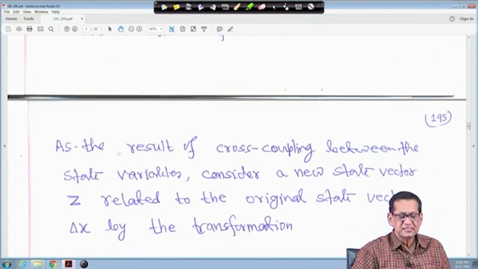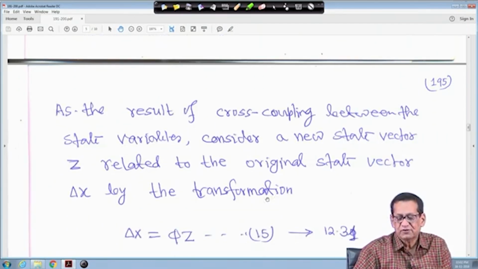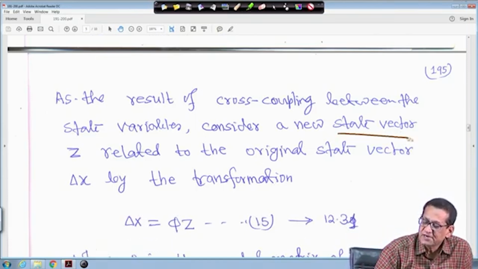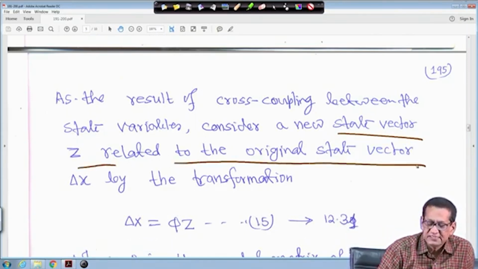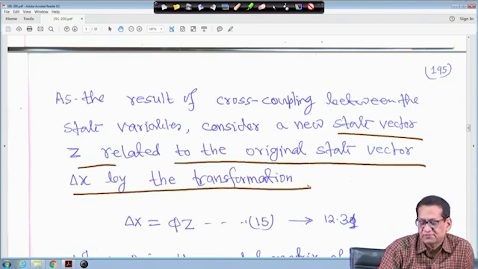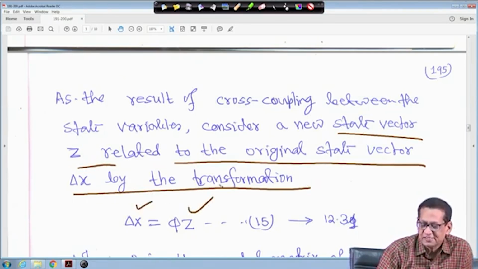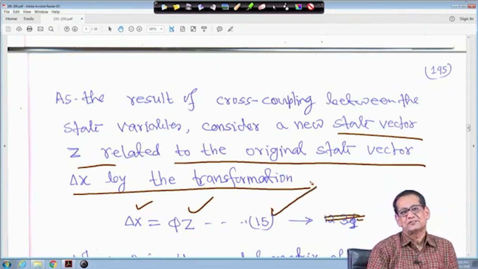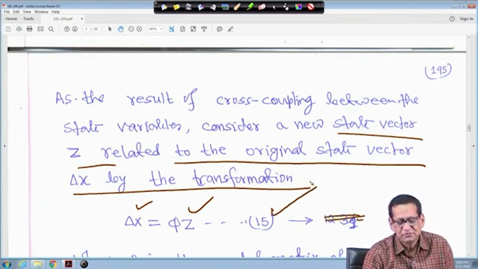As the result of cross coupling between the state variables, consider a new state vector z related to the original state vector delta x by the transformation. So, what we will do, we consider a new state vector z. That is, we are assuming delta x is equal to phi into z. This is equation 15. So, we are assuming some new state vector.